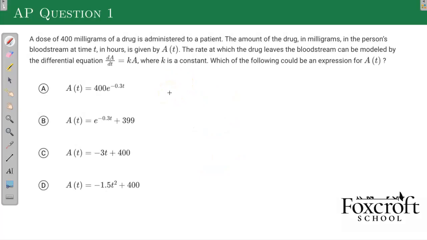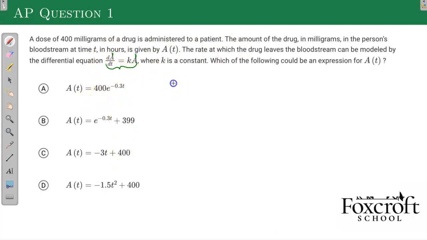All right, now we're just going to look at a couple AP style questions that use this idea. So again, you can pause the video and read through this. The main idea is we have this situation where we get this type of differential equation. The only difference is instead of y, we have a, but everything else is the same. All right, so which of these could be a solution?